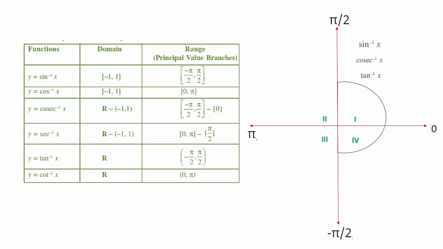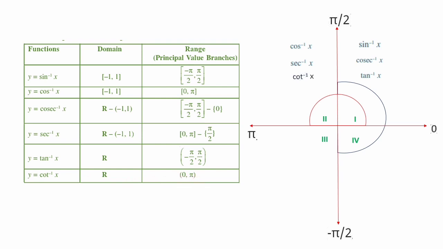For the other three inverse trigonometric functions, the range is between 0 and pi. They are cos inverse x, sec inverse x and cot inverse x. But remember, for cos inverse x, it is closed interval 0, pi. For sec inverse x, we have to exclude pi by 2 from that. And for cot inverse x, open interval 0, pi.